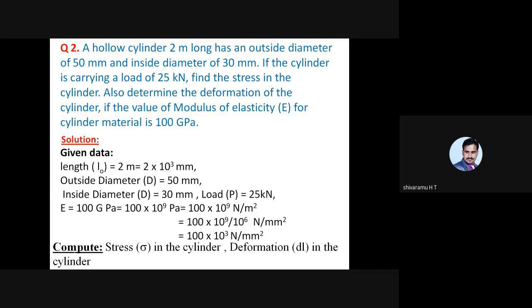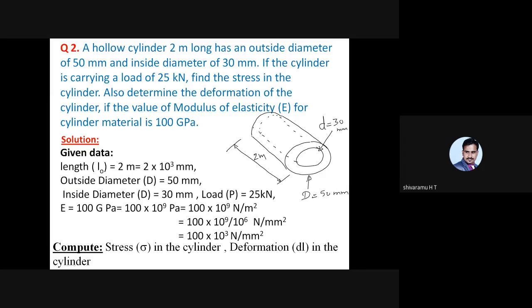So here given is a hollow cylinder. The length of the hollow cylinder is 2 meter long, and its outside diameter, I'm considering the outside diameter with a capital D, is 50 millimeter. The inner diameter, I'm taking as small d or lowercase letter d, is 30 millimeter.